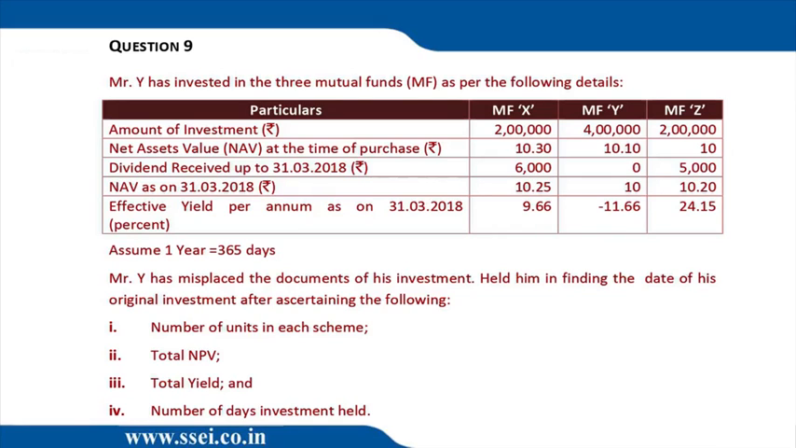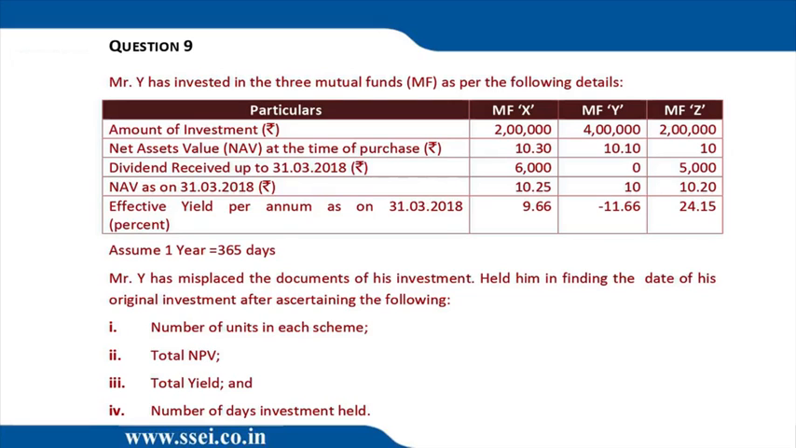Correct? Now, they are asking the total NPV. There was a mistake over there. They wanted to ask total NAV, net asset value. That means the ending value. So the ending value is the number of units into the ending NAV. That's so easy. You have calculated the number of units already. You multiply it by 10.25, multiply by 10, multiply by 10.2. That's the ending NAV.